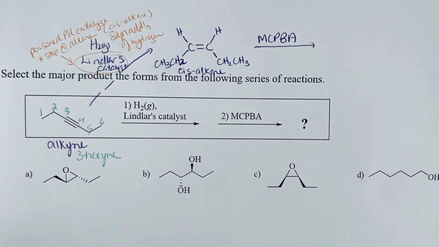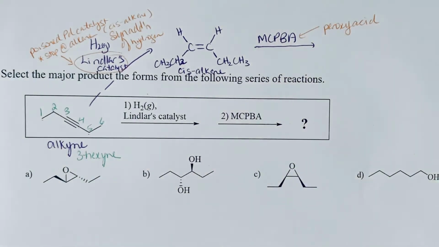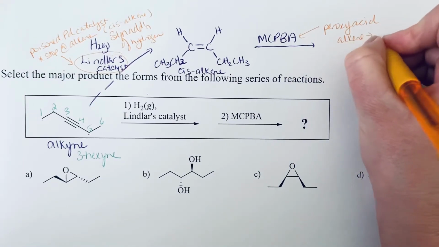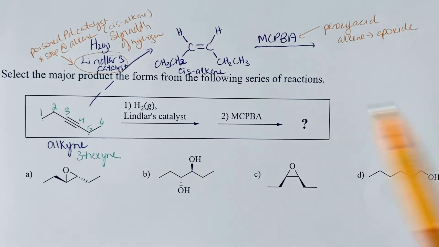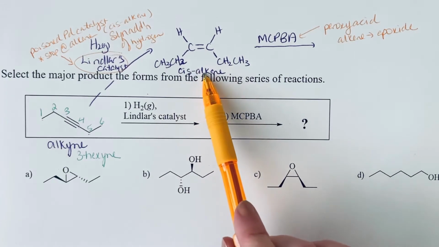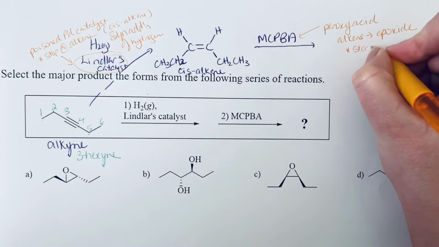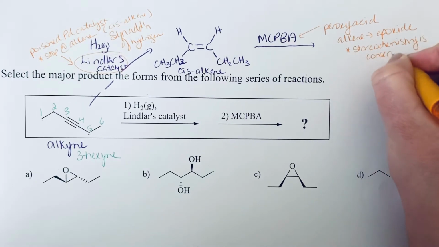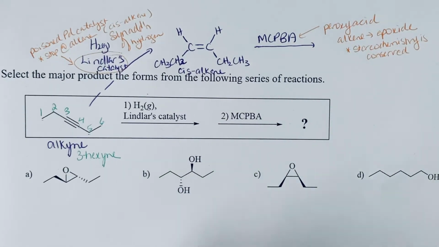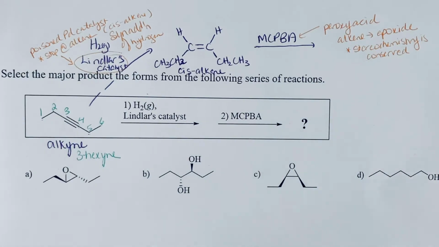So what MCPBA is, this is a peroxy acid, and it takes your alkene and transforms it into an epoxide. And the stereochemistry here is important. Whatever stereochemistry you had in your alkene, this is a concerted reaction to form the epoxide, and so that stereochemistry remains. So your stereochemistry is conserved in this reaction. And so it's the stereochemistry of the alkene that we're talking about. So in your alkene, your hydrogens are on the same side, your ethyl groups are on the same side. You will see that reflected in the epoxide structure.